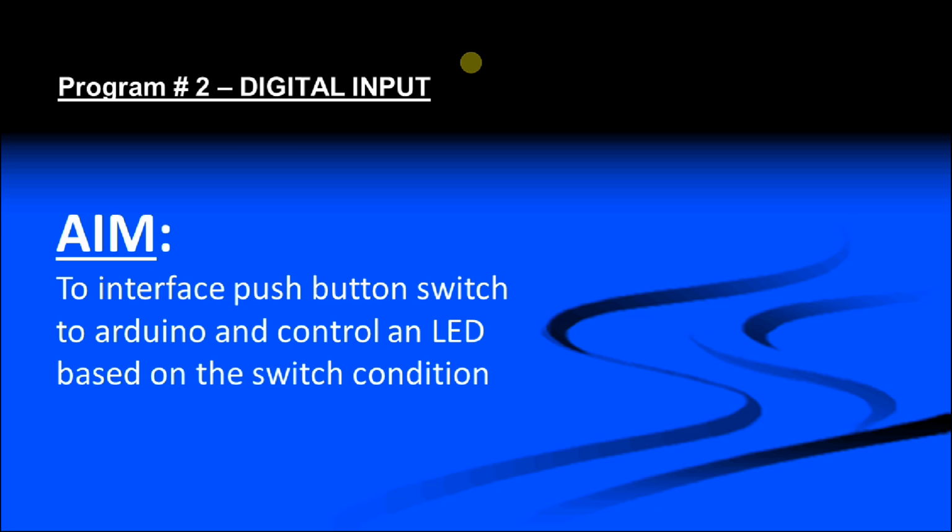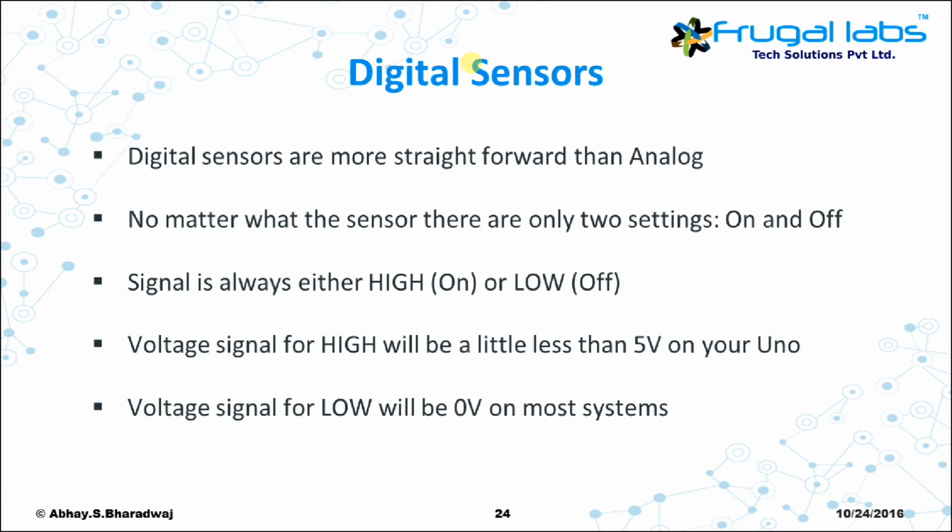The main aim of my program is to interface a push button switch to Arduino and control an LED based on the switch condition. So digital input requires digital sensors. Digital sensors are more straightforward than analog ones. No matter what the sensor type, there are only 2 settings, on or off. So digital sensors only give 2 outputs. It's either on or off.